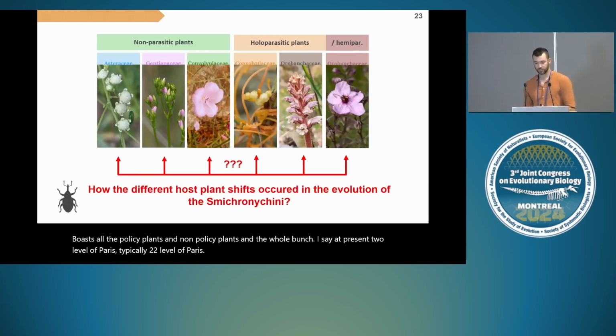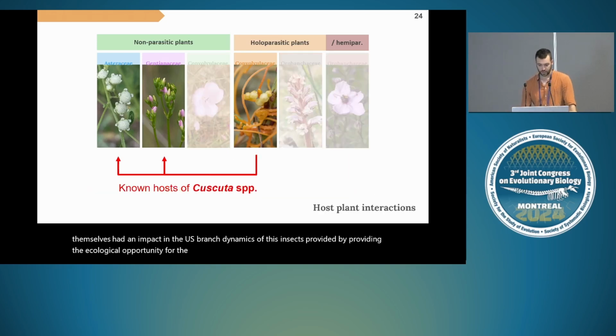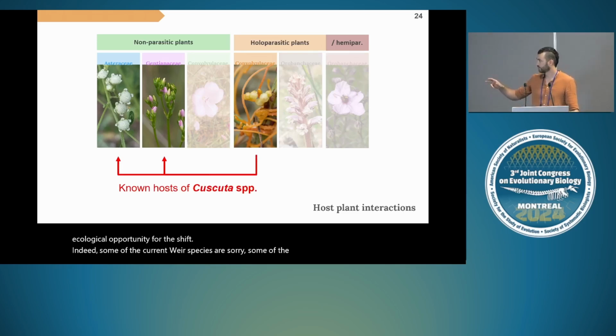So the question in this study was how the different host plant shifts occurred in the evolution of the Smicronychini. One of the possibilities is that the interaction between the plants themselves had an impact on the host plant shift dynamics of this insect by providing the ecological opportunity for the shift. Indeed, some of the current host plants of weevils are interacting with each other, with the Convolvulaceae, for example, being known to parasitize the 2 other plant families used as host plants for weevils.